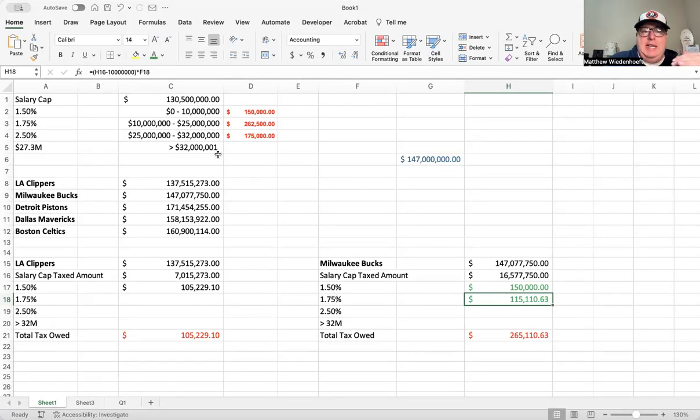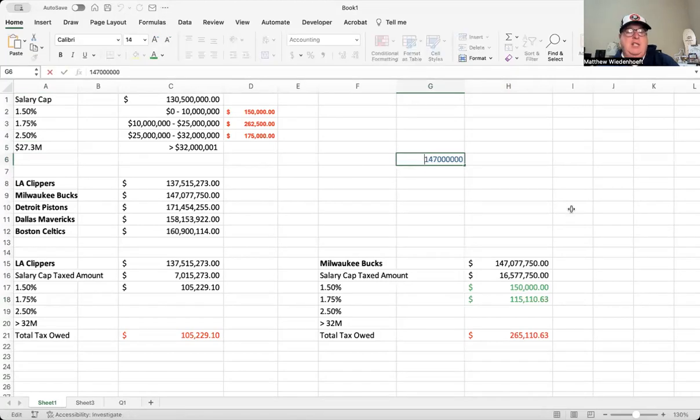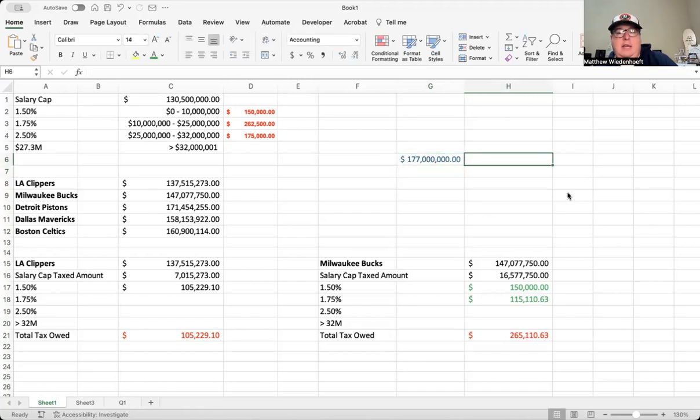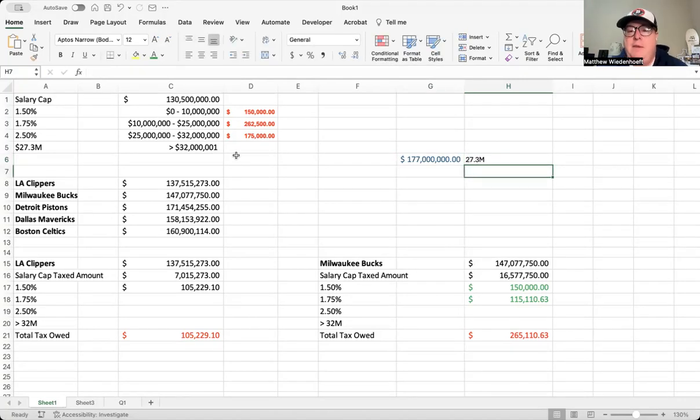Okay. Unless it's over $32 million. If it's over 32 million, it's a flat $27.3 million salary cap hit. That's luxury tax. So if this was our fictitious number we used earlier, if they were $177 million cap, we know that their total is 162.5. Their cap hit would be $27.3 million. That's what their luxury tax would be.